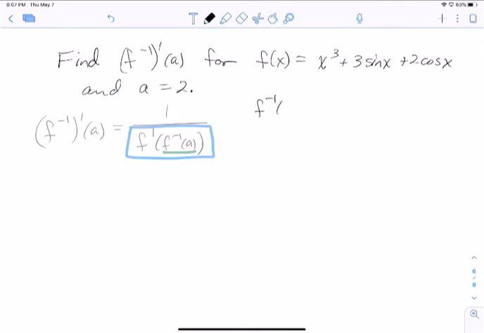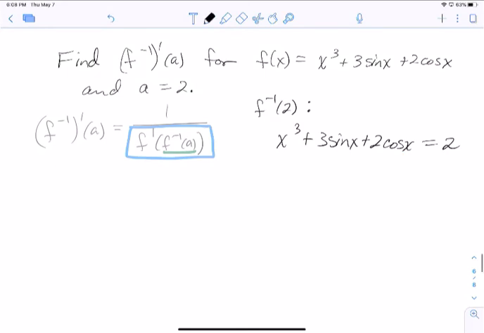Let's start with f inverse of 2 this time. So for f inverse of 2, we want to set the function x cubed plus 3 times the sine of x plus 2 times the cosine of x equal to 2. And this would be very difficult to try to solve generally because we have a polynomial term, x cubed, and trig terms. Those become very difficult to solve. We could do it using Newton's method or something. Or we could look at it. Remember, we're looking at things that are generally like x equals 1, x equals 2, x equals 0.